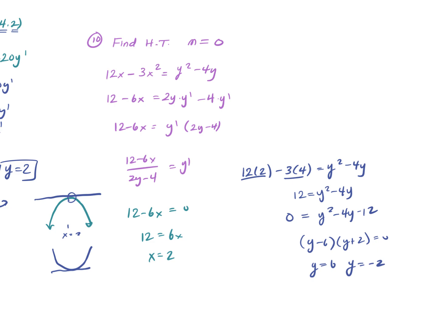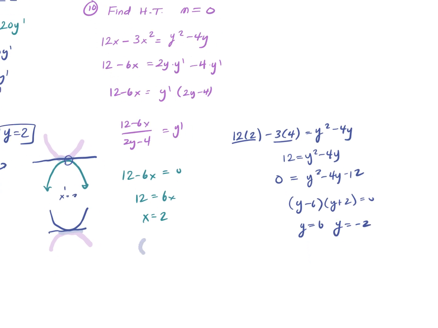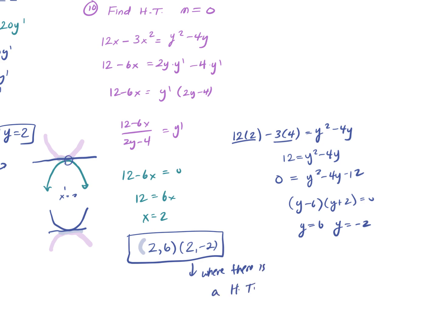I guess it would make more sense if it was a hyperbola, right? So maybe it went like this way and this way, but we have 2 points at which same x value, but the heights are different. So when x is 2, we got y to be 6, and when x is 2, we got -2. This is the location where there is a horizontal tangent line, okay?